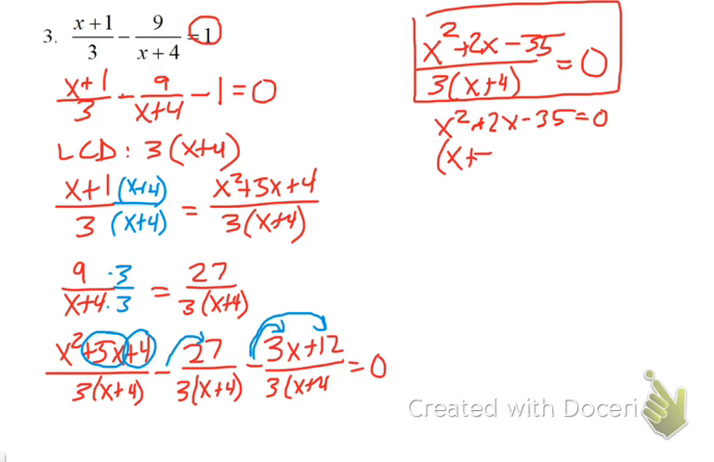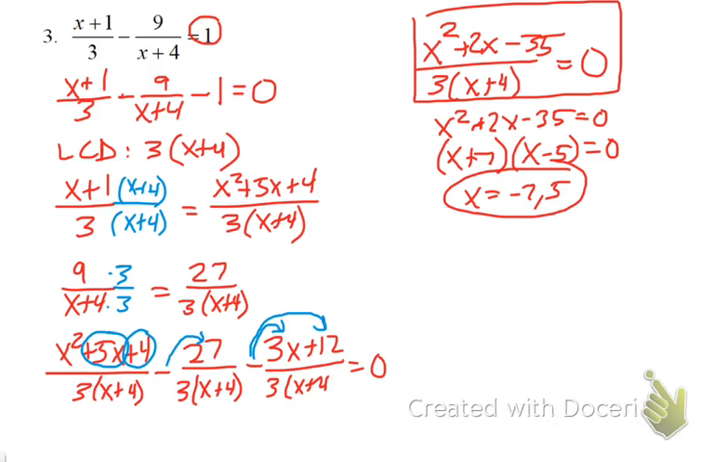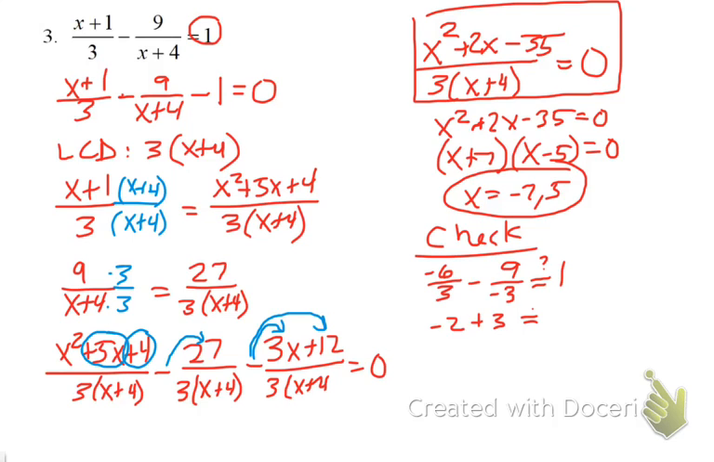That factors into x plus 7, x minus 5 equal to 0. Our solutions are -7 and +5. Okay, if we check our work, we've got to check again the -7 and the +5. So -7 plus 1 is -6/3. We're going to subtract 9 over -3, and we want to know, does that equal 1? So -6/3 is -2. A negative minus a negative is a +3, and does that equal 1? And 1 does equal 1. Good. So the -7 checks out.